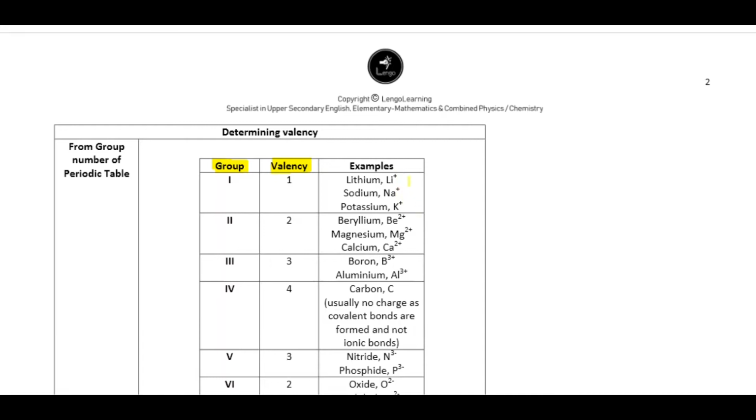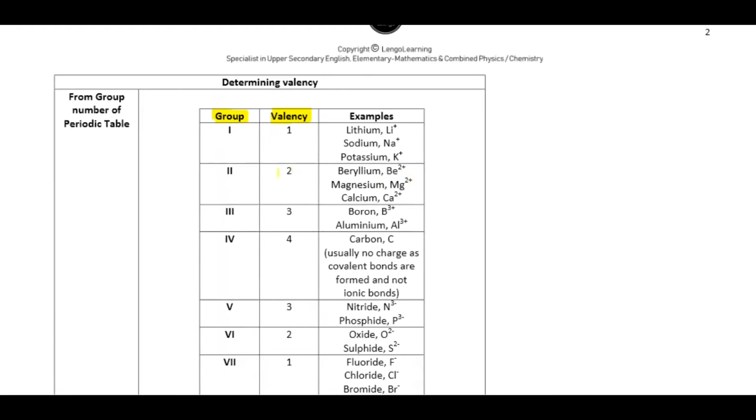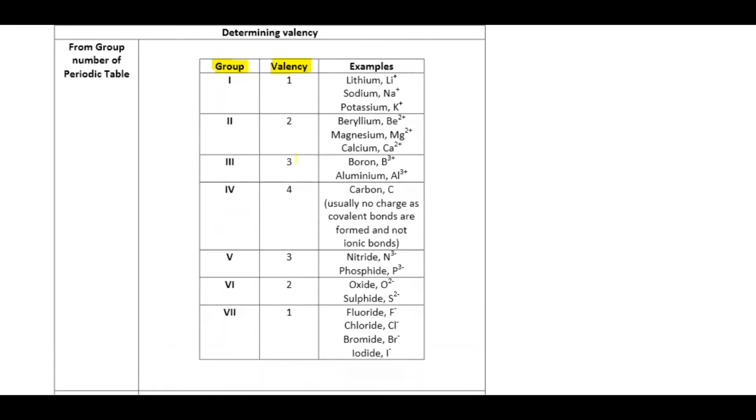We don't write the 1 here, but when you have a single plus, know that it represents a plus 1 charge. So elements that have a valency of 1 will form an ion that has a positive 1 charge in an ionic compound, right? So lithium is Li+, this represents a plus 1 charge. Group 2 will have a valency of 2, so all these elements in group 2 will have a 2+ charge. Group 3 will have a valency of 3, so all these elements will have a 3+ charge. And group 4 is slightly different. The elements in group 4 will have a valency of 4.